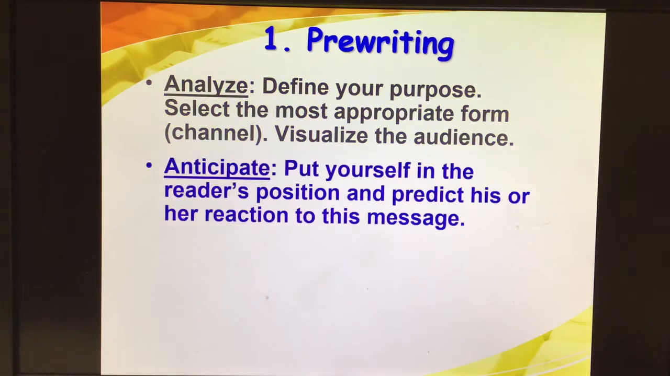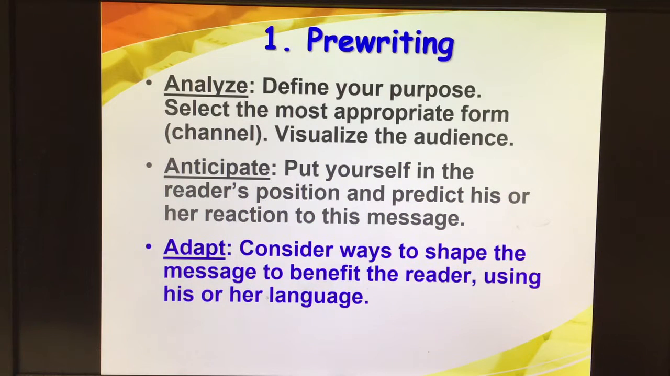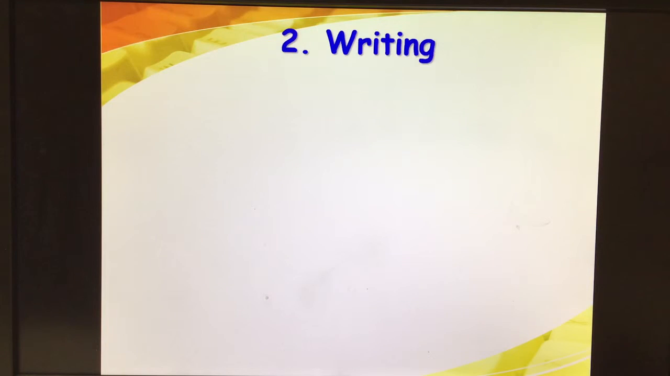So let's talk more about pre-writing. Analyzing, that is defining your purpose, selecting the most appropriate form, that is channel, and visualizing the audience, putting yourself in their shoes and trying to anticipate how they are going to receive the message. And then, of course, adapting, considering ways to shape the message to make it most appealing or beneficial for the reader, and choosing language, for instance, the right type of vocabulary so that it is accessible to and appropriate for the reading abilities of the receiver.